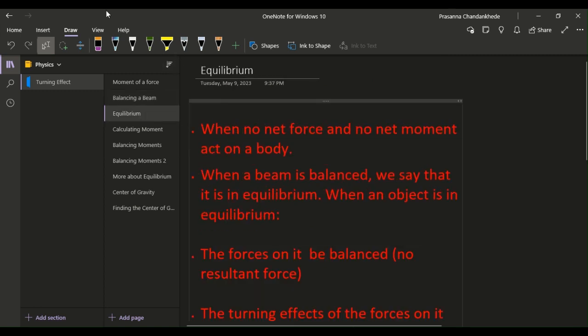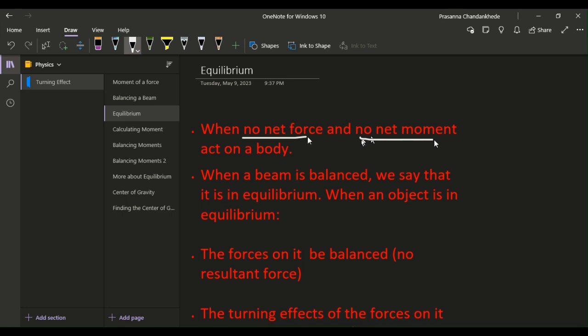Let's move on to equilibrium. Equilibrium is when no net force and no net movement acts on a body. When a beam is balanced, we say it is in equilibrium.